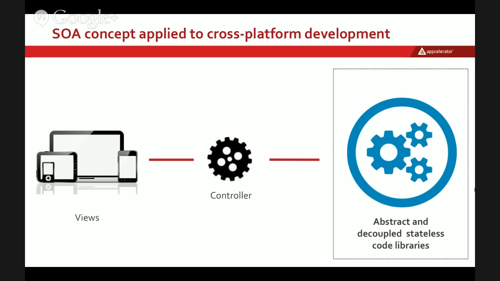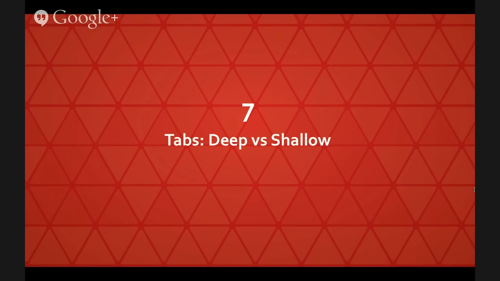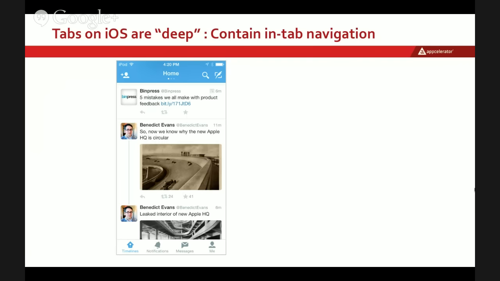Now, as far as UI and UX is concerned, there are many platform differences, but there's one that I see over and over that I would like to talk about as well, and that is the concept of tabs. Tabs could be deep or could be shallow, and I'll explain the differences. So let's look at this example. I mentioned Twitter before because it's a great example.